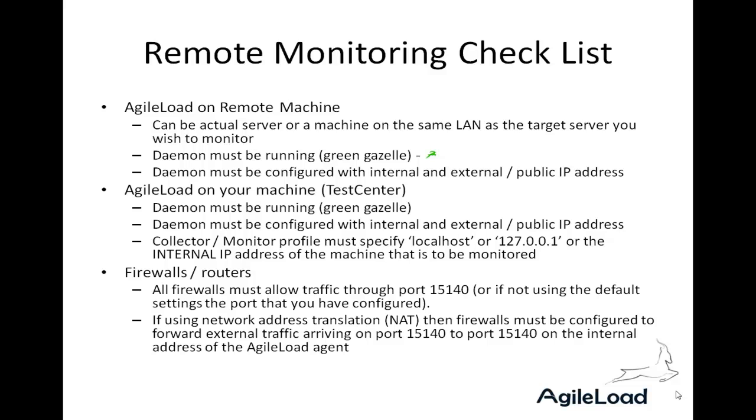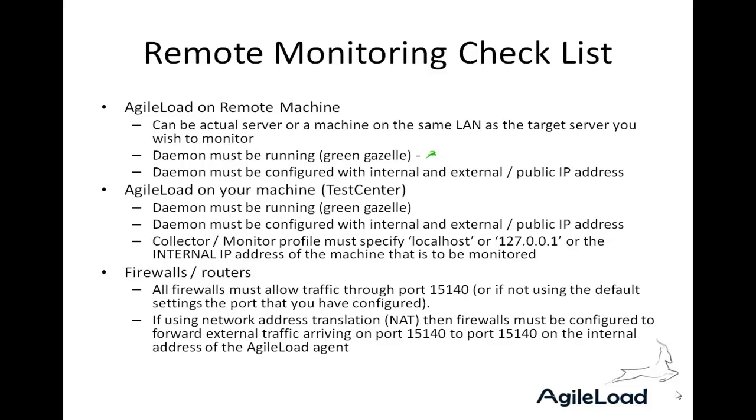So AgileLoad on the remote machine, this can be the actual server that you want to monitor, or a machine on the same LAN as a server that you want to monitor, and then you use that machine as like a probe. The daemon must be running, and it must be configured with the internal and external IP addresses for the machine. So how does the traffic get to there, where is it routed to, that's the external IP address that goes in the NAT box, and the internal address is the same address you'll get from doing an IP config. The external address could also be a public IP address. In the case of the video, I was using an Amazon EC2 server, and I dedicated an IP address to that server, so I was able to use that from a machine on the other side of Europe.